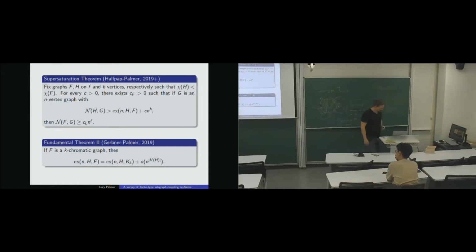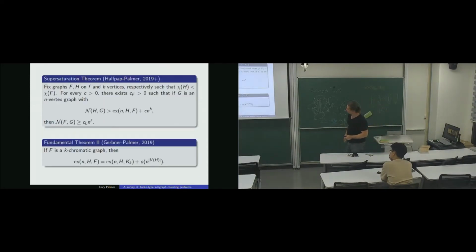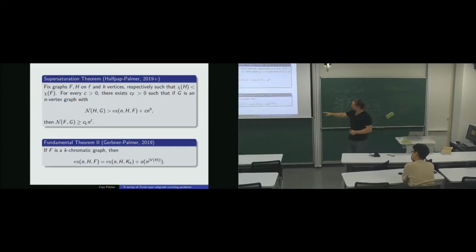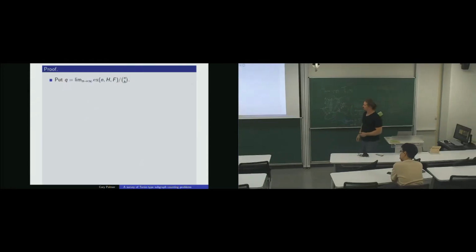Okay. So how does this guy go? Okay, I'm proving, let me just jump back here, the supersaturation. So remember, the number of copies of H in G is more than the extremal number there, C n to the H more, and I want to find a bunch of copies of F, so n to the F copies of F. Okay, so how are we going to do this?